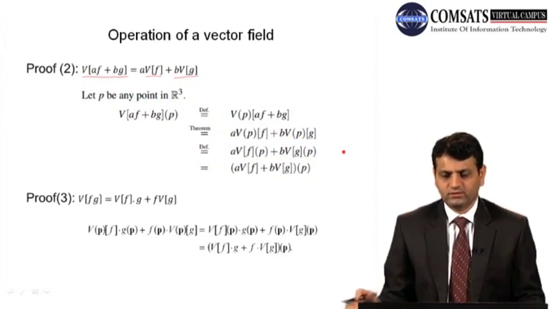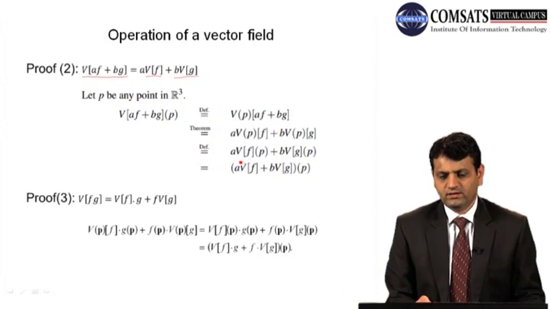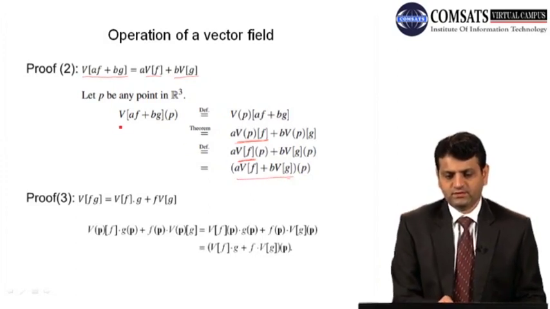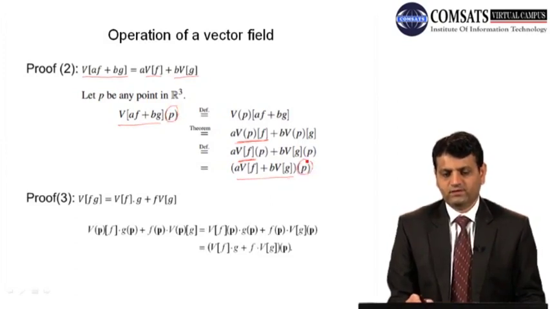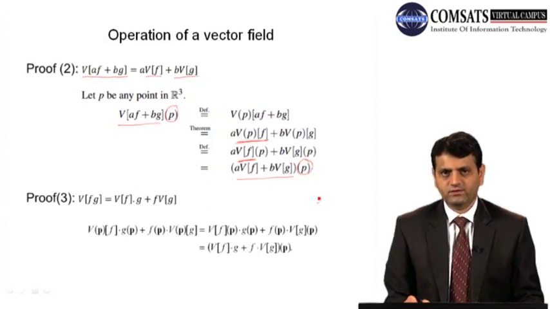So this is just equal to aVf, the operation of the vector field V on f, because this is just by definition of the operation of the vector field. And similarly plus b, the operation of V on g at point P, which is equal to aVf plus bVg at point P. So this function and this function have the same functional value at point P, and P is an arbitrary point of R3, and their functional values are equal, which means that the functions are equal.